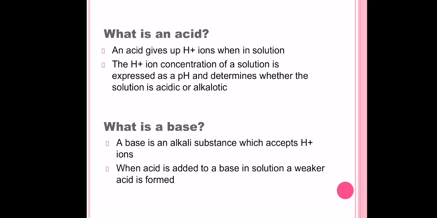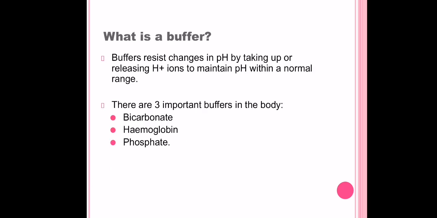So what is an acid? An acid is a compound that gives up hydrogen ions when it's in a solution. So the concentration of hydrogen ions in a compound determines whether or not that solution is acidic or alkalotic. And what is a base? A base is a substance that accepts hydrogen ions. So if acid is added to a base, the acidity of the solution is reduced, and that means a weaker acid is formed.